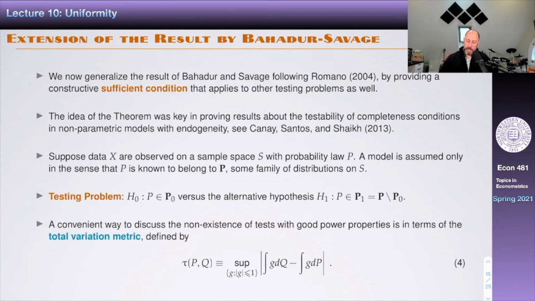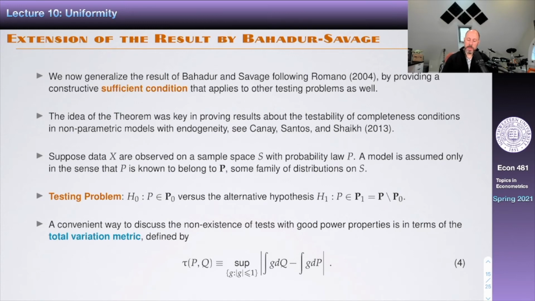So in terms of the framework, it's going to be as follows. Suppose the data X, now there's not going to be a sample, okay? But X could be a sample of size N. It's just going to be X. Are observed on a sample space S with probability law P. And a model is assumed only in the sense that P is known to belong to bold P, which is some family of distributions on S. The testing problem is that P belongs to bold P0 versus the alternative hypothesis that P belongs to bold P1, which is just the difference between bold P and bold P0.